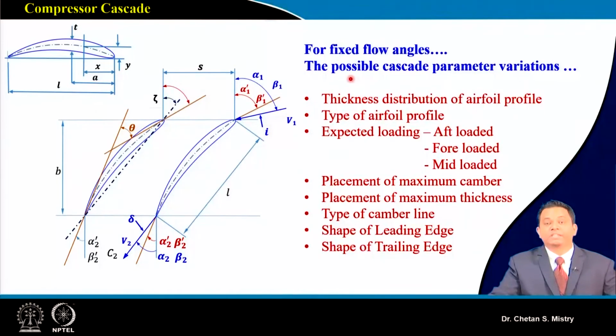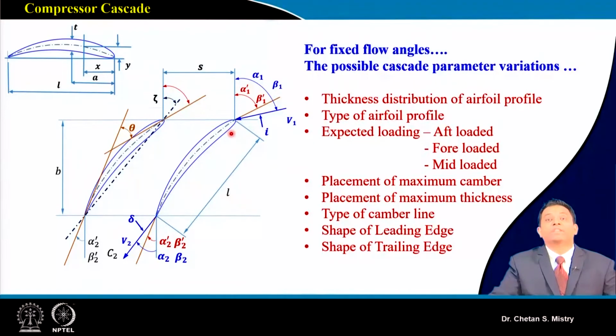One of them is the thickness distribution of this aerofoil. How the thickness is distributed on the camber line is one of the important parameters. We need to realize that the aerofoil thickness is what makes our blade passage, and we should not forget that we are always talking about a diffusing passage. So the shape of this aerofoil is decided by its thickness, which is very important.